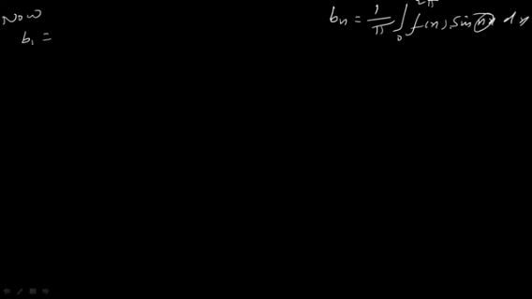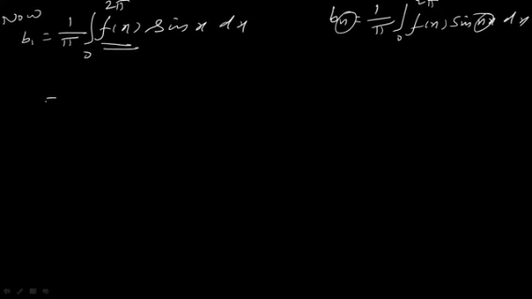Now b1 is equal to, you know the formula for bn. Bn is equal to 1 by pi, that is the general formula, 0 to 2 pi f of x sin nx dx. You just replace this n by 1, you get b1. So b1 is equal to 1 by pi 0 to 2 pi f of x sin x. Now in the next step we replace f of x by given function, that is 0 to 2 pi. Your f of x given function is x cos x, product sin x dx.